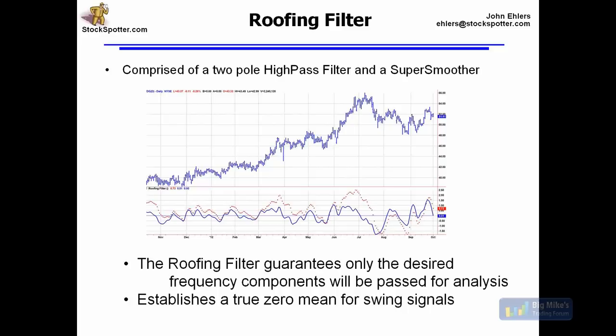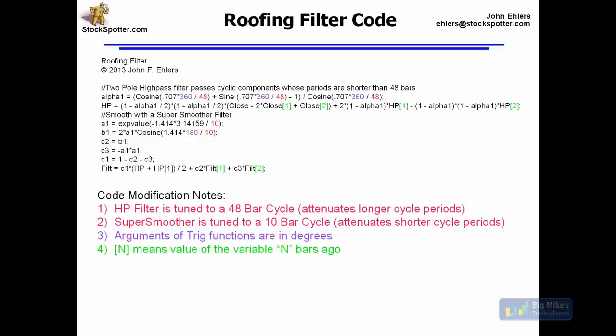So I'm going to put the hay where the cows can get it again. Here is a roofing filter code. I start the code by computing alpha 1. That is calculated using a 48 bar critical period. And when I use alpha 1, I create the variable HP, which stands for high pass filter.